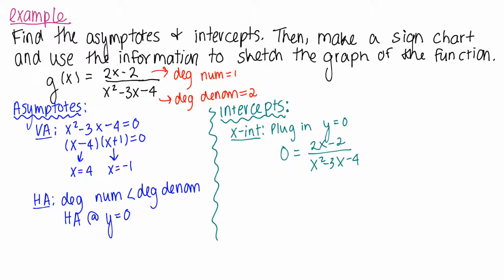Now, here's the thing. The only way that a fraction can be 0 is if you have 0 over a number. There's no other way for a fraction to be 0. Even 0 over 0 doesn't work because that's not actually a number. And a number over 0 won't work either because that's undefined. So the only way that this whole thing here can be 0 is if the numerator is 0. So all you really need to do is set the numerator equal to 0 to find the x-intercepts.